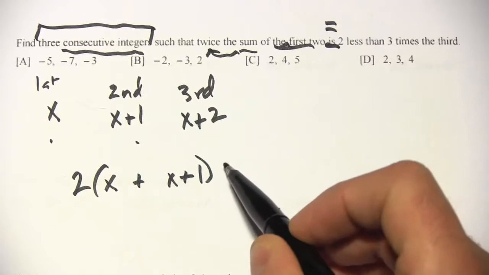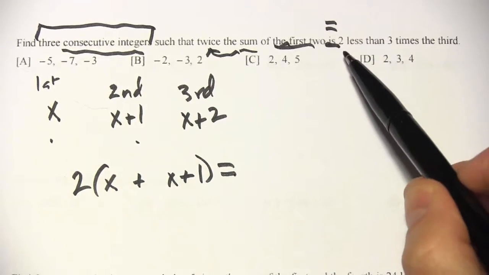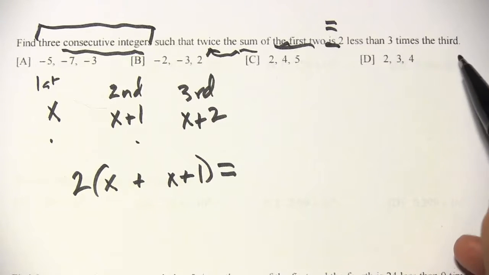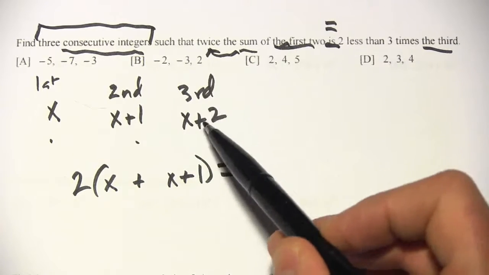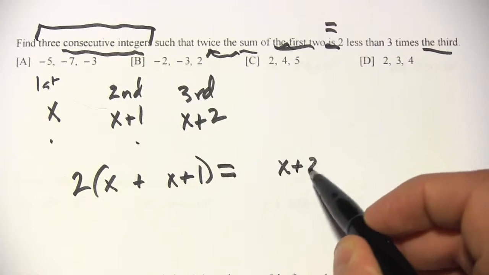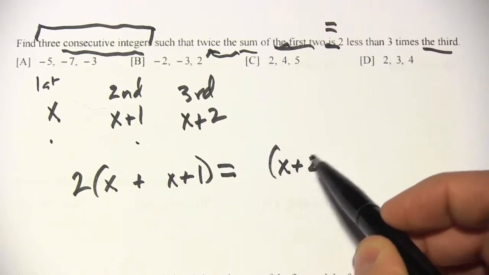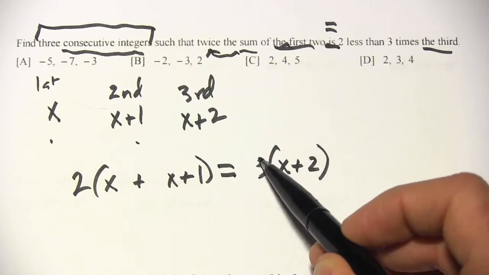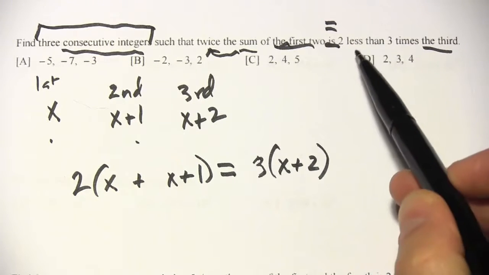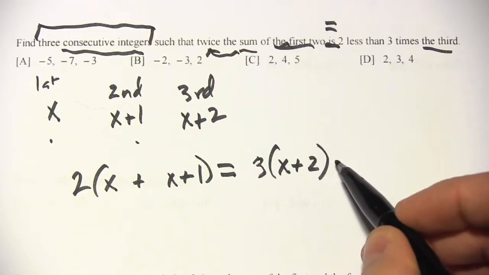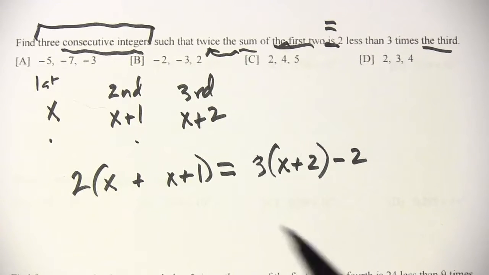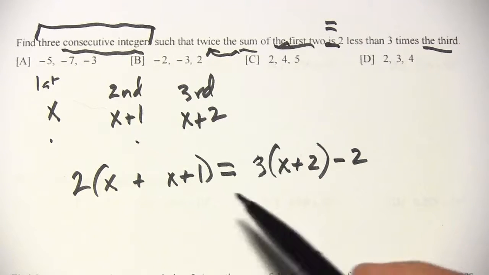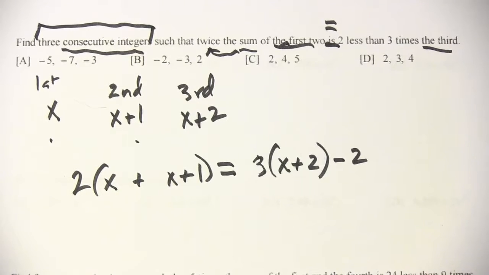Then we have our is, that's our equal sign. And then we have this, 2 less than 3 times the third. Well, what's the third? That's the third consecutive integer, so that's x plus 2. 3 times that, we would multiply that whole quantity by 3. And then 2 less than that, well, we'd just subtract 2 to get 2 less than that. That's the hardest part of this work, is setting up the equation in the first place. After this, it's just crunching through some algebra.